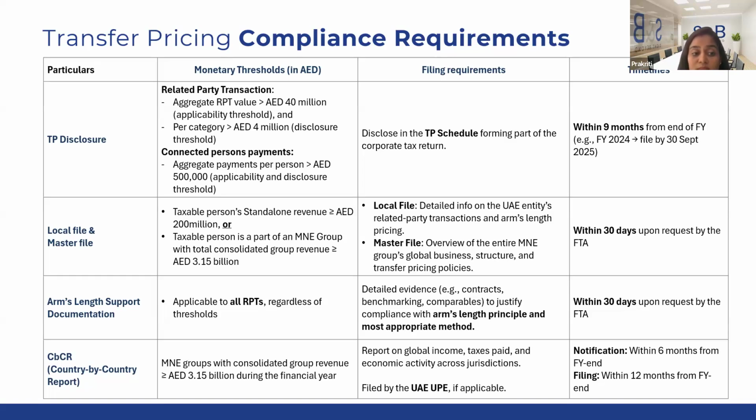The last is the CBCR requirement, where there are two types of requirement. One is filing the full-fledged CBCR, the other is the notification. But this is applicable to multinational entities where the consolidated group revenue exceeds 3.15 billion dirhams. The notification timeline is 6 months from the end of the financial year. And in case of a full-fledged CBCR, the timeline is 12 months from the end of the financial year.